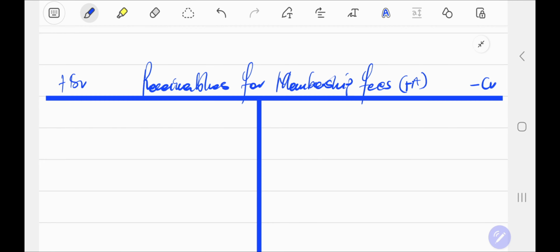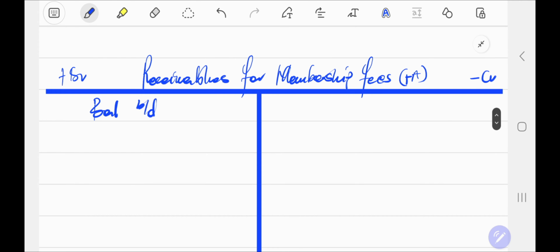So on the debit side of this account, we have the balance brought down. This is accrued income for membership fees. What that basically means is that these are the membership fees that are outstanding from last year. So it's the opening balance of accrued income for membership fees. These are the people who were supposed to pay the membership fees last year, but they did not pay. They are owing the club these membership fees. It's income that we are still expecting to receive from last year.